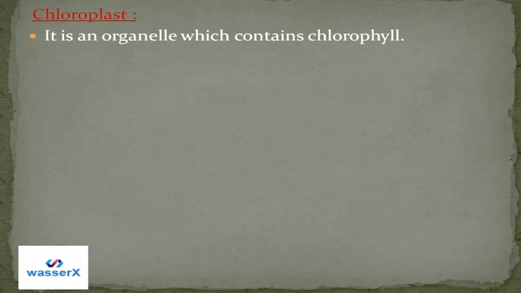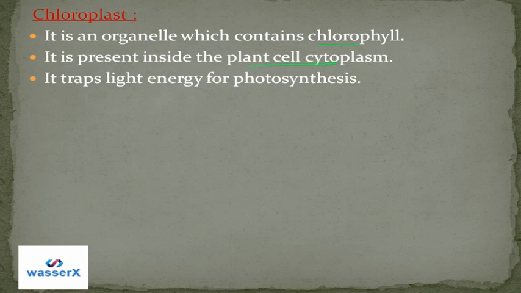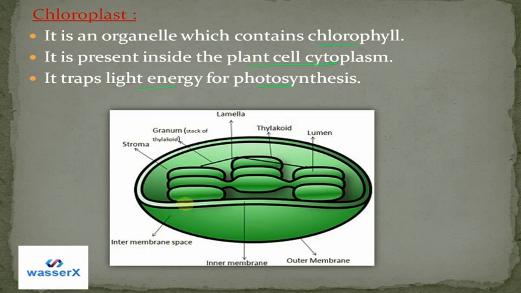Okay. Next is, what is the chloroplast? So we can see that it is an organelle which contains chlorophyll, right? We already know it is present inside the plant cell cytoplasm. And it traps light energy for photosynthesis, right? And this looks something like this. These are the different parts of the chloroplast, and the basic function is to trap the light for photosynthesis, because photosynthesis needs light, water and carbon dioxide. Okay, so these are the parts of the chloroplast.